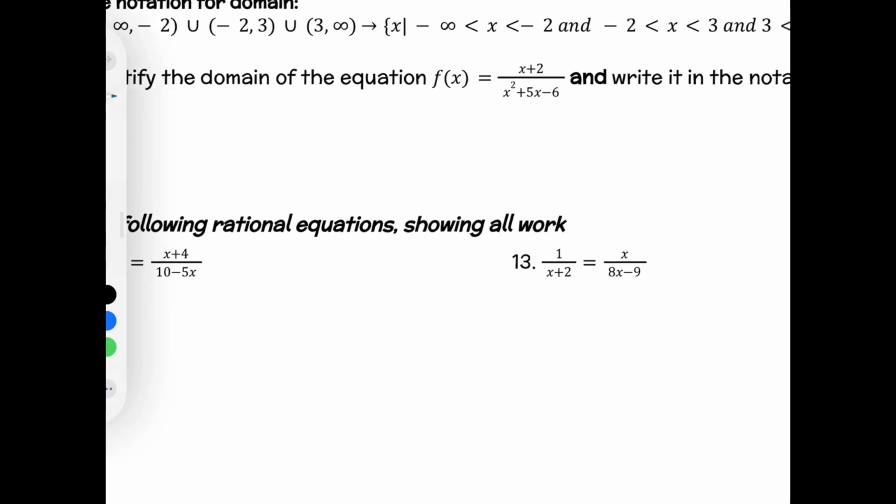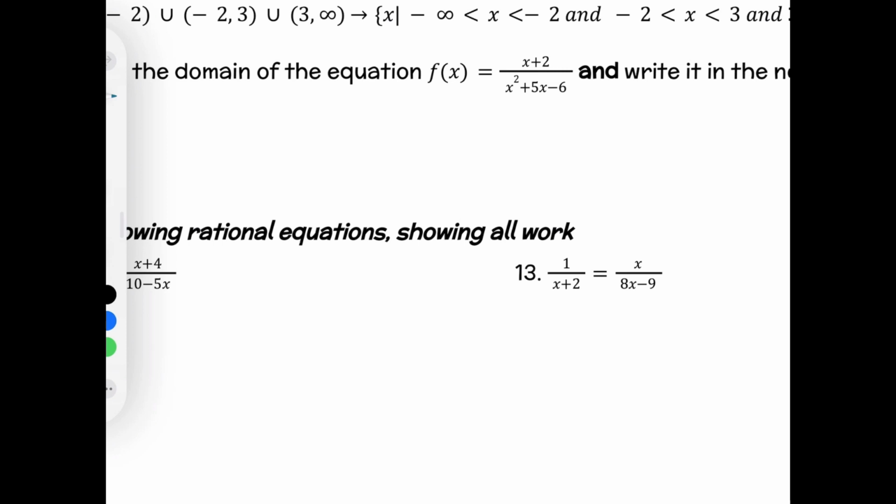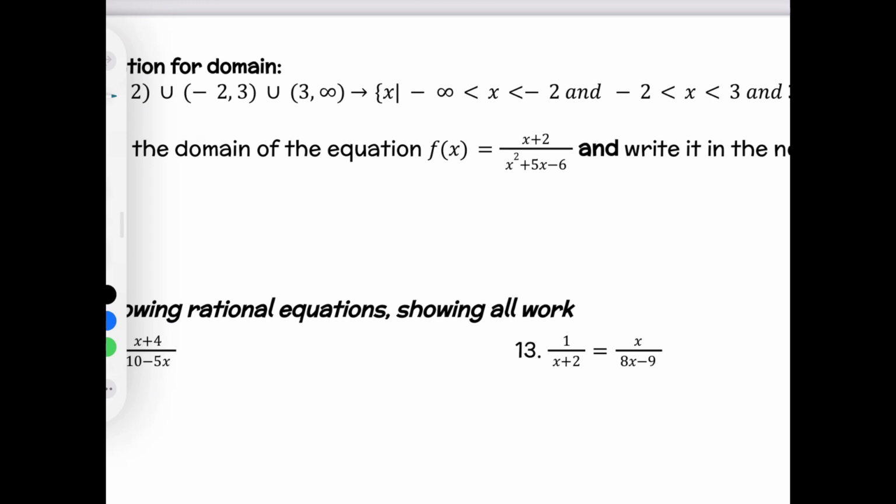So what we're going to do is find our domain first. Remember, all you have to worry about when you're looking for your domain is factoring the denominator and setting it equal to 0. So x squared plus 5x minus 6 equals 0. So (x plus 6)(x minus 1) equals 0. So x can't equal -6, x can't equal 1, because they will cause the denominator to equal 0.